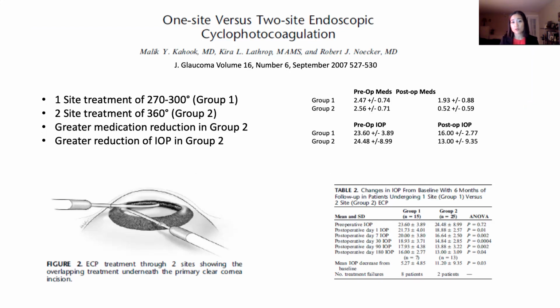And as I mentioned, there's really no reported case of hypotony or phthisis on patients with POAG after ECP, after 50,000 cases. This is Dr. Kahook's retrospective study in 2007 that compared under 300-degree treatment through 1 incision versus 360-degree treatment through 2 incisions, and 360-degree treatment was more effective in terms of lowering IOP and medication. And also importantly, there were no vision-threatening complications, including hypotony or inflammation.